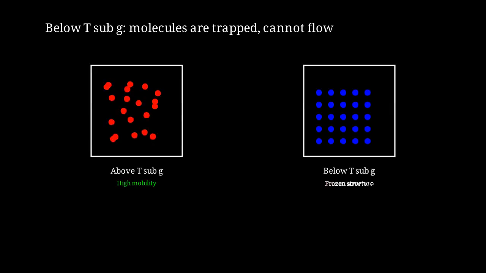Above T sub G, molecules have mobility and can rearrange. Below T sub G, molecules are frozen in a glassy state with restricted motion.